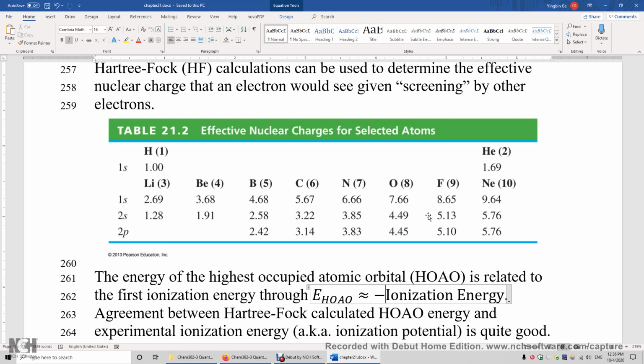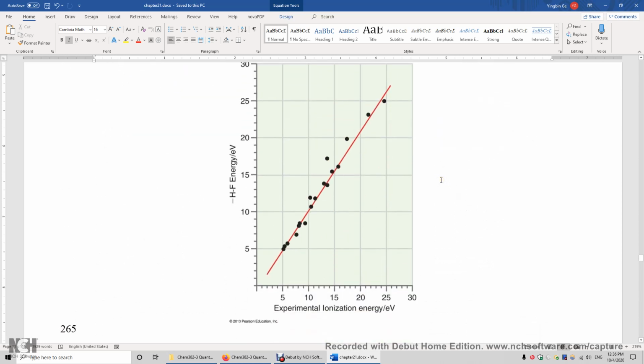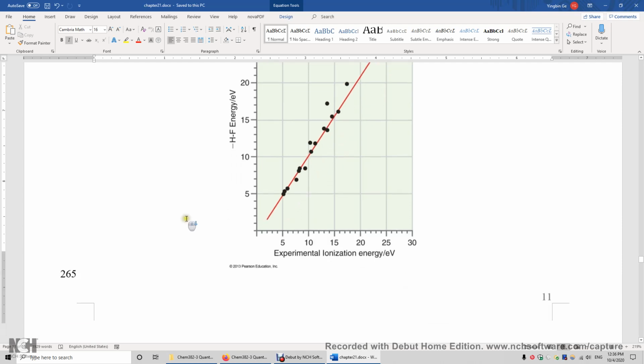So again, you can use the Hartree-Fock self-consistent field method to calculate the atomic orbital energy, and that's simply negative ionization energy. I want to show you a graph here. This is the negative Hartree-Fock atomic orbital energy, and this is the ionization energy. And you see a nearly perfect match.